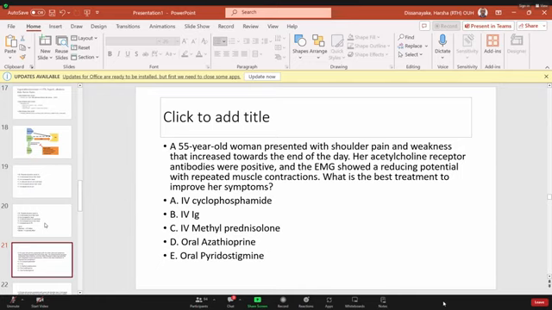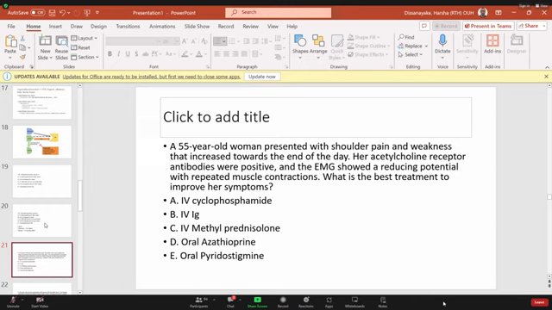A 55 year old woman presented with shoulder pain and weakness that increased towards the end of the day. The acetylcholine receptor antibodies were positive and the EMG showed a reducing potential with repeated muscle contractions. What is the best treatment to improve her symptoms?